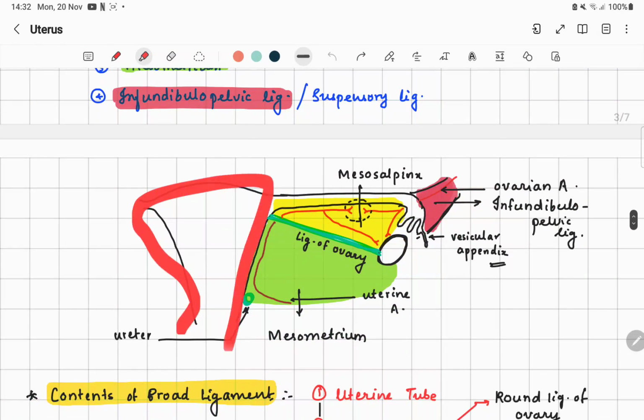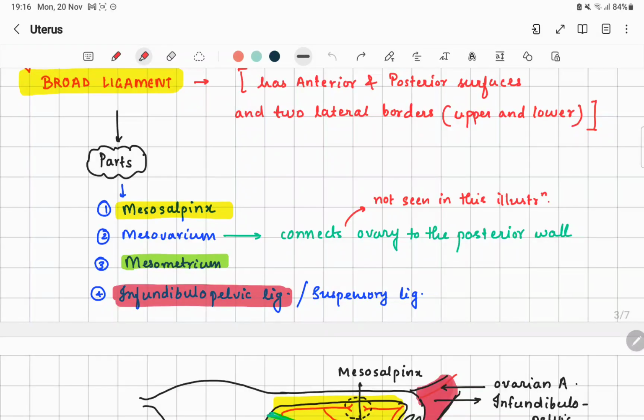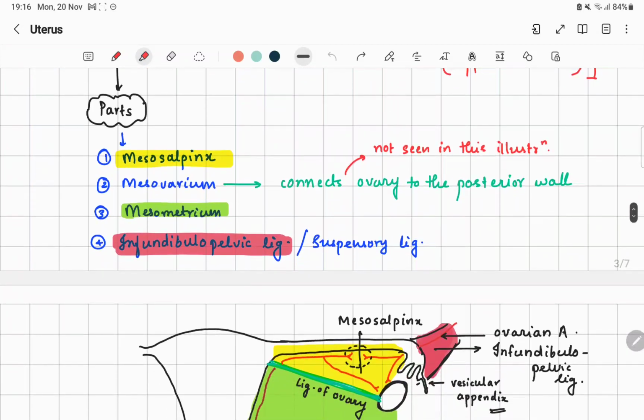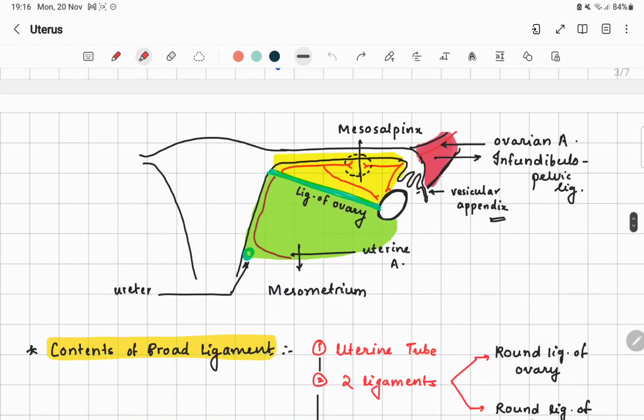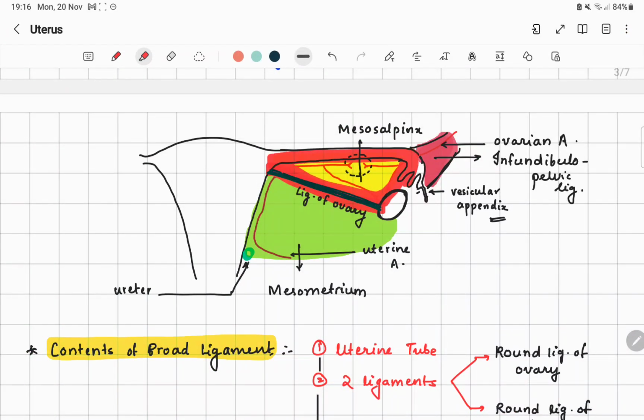So you can see here, if this is the uterus, then you have a fallopian tube here. We'll discuss the fallopian tube in detail. And that's the ovary, and this part is called the mesosalpinx. So I talked about the broad ligament, so let's continue from that. The parts are the mesosalpinx, mesovarium, mesometrium, and the infundibulopelvic ligament. The mesosalpinx is connected to and is connecting your fallopian tube and the ligament of ovary, and to the ovary itself, and to the infundibular part of the fallopian tube.